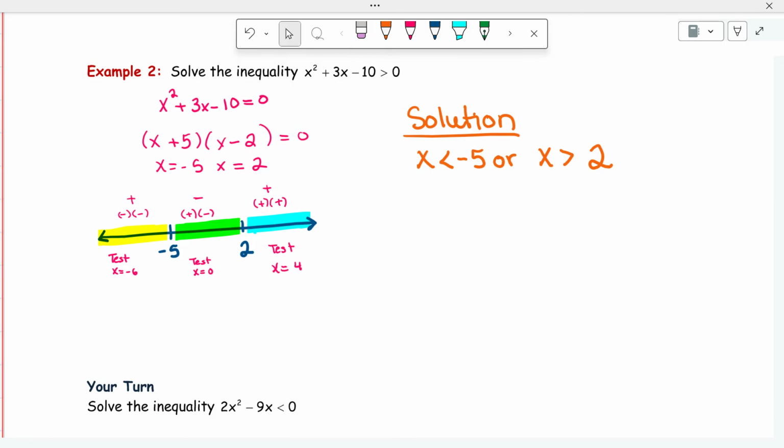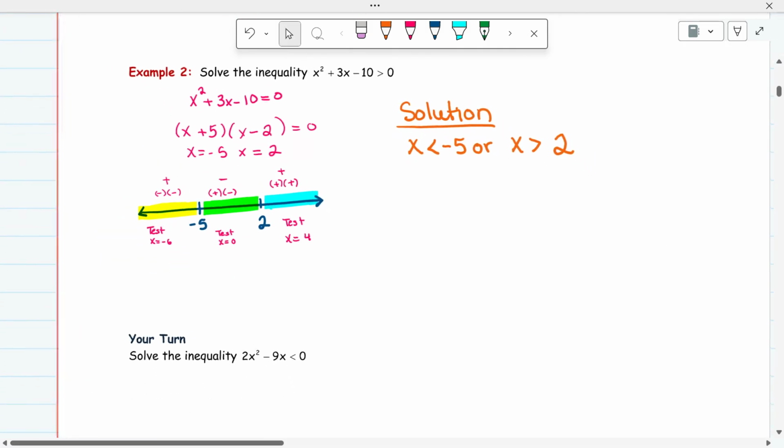So greater than 0 means both of these are positive, and then you graph both of them, and if they overlapped... or both of these are negative.